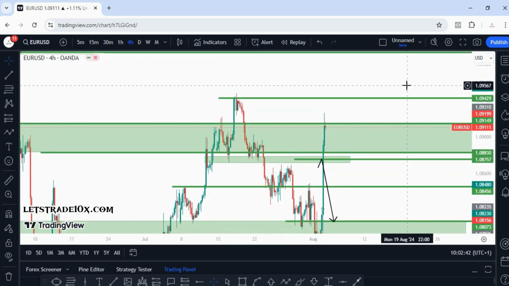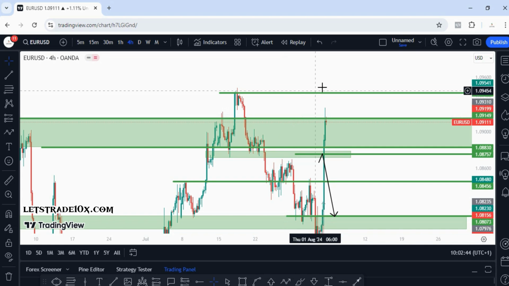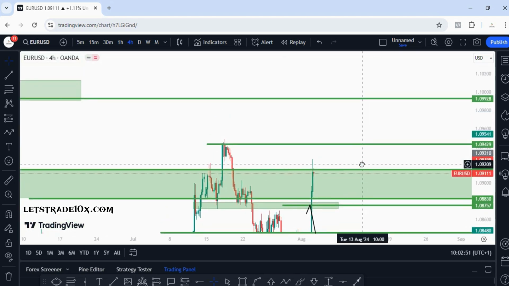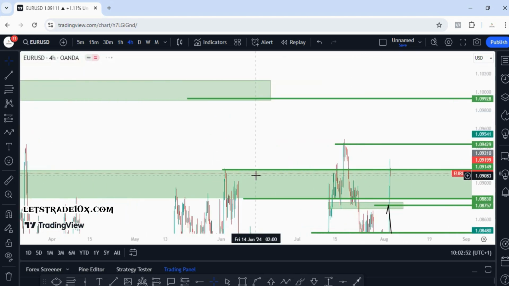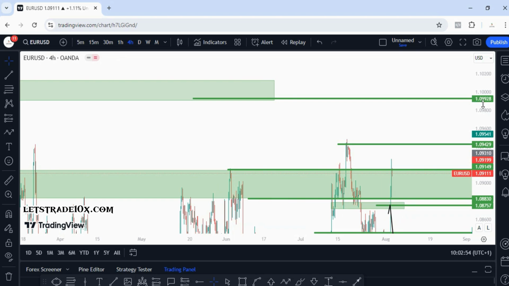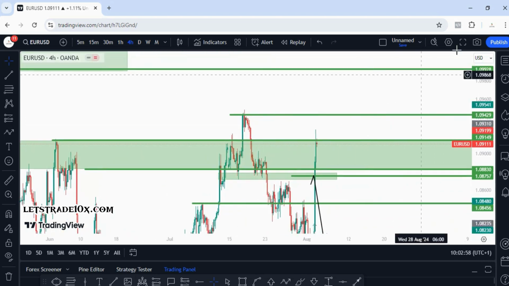So next week, just like what I did on DXY, I'll be expecting to see price come into 1.09429 before we see any form of pullback, all right? Then my main target for now is 1.09928 on Euro USD. That's my main target.